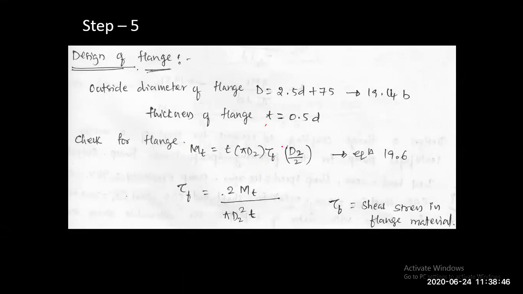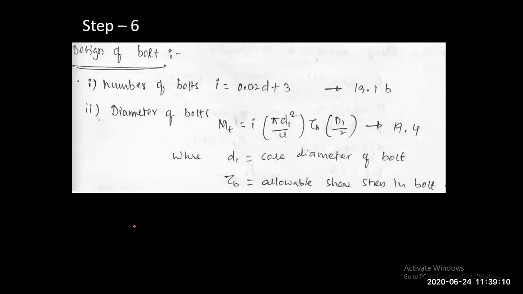So you modify this equation in terms of tau f, which gives us the shear stress, whatever material is specified. That shear stress should not be exceeded. That's the bottom line. Once we find this, we just check it with the given data for shear stresses and tell whether it is safe or not. That's step 5.